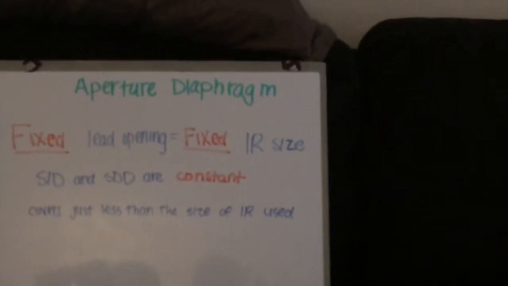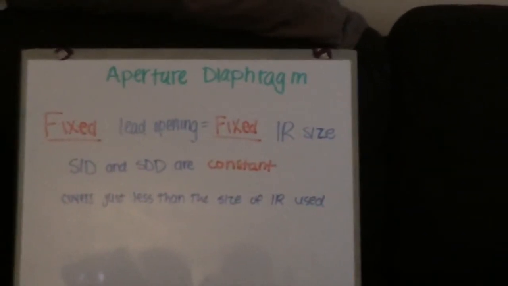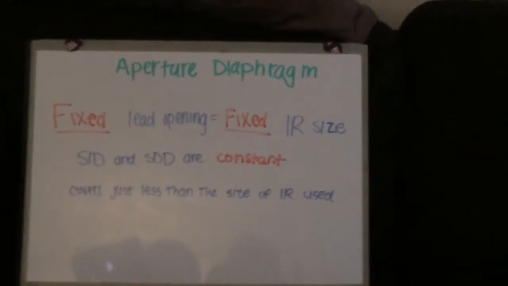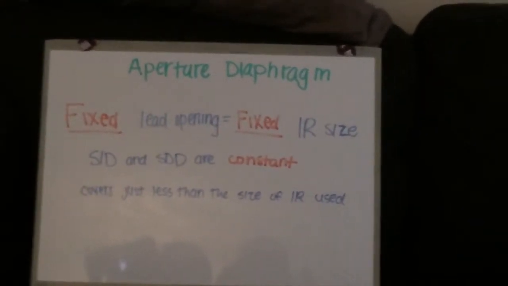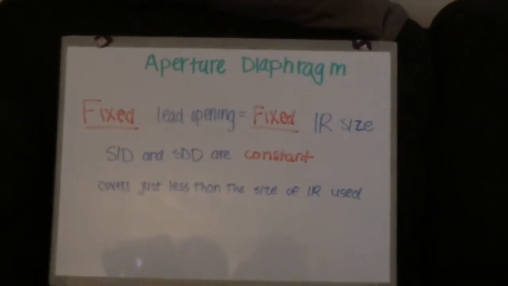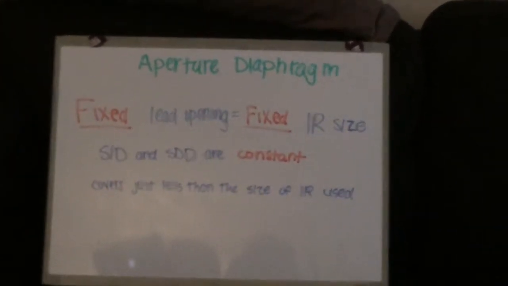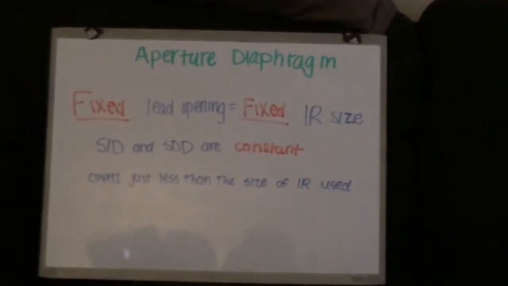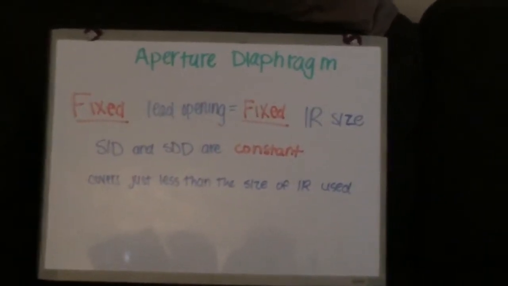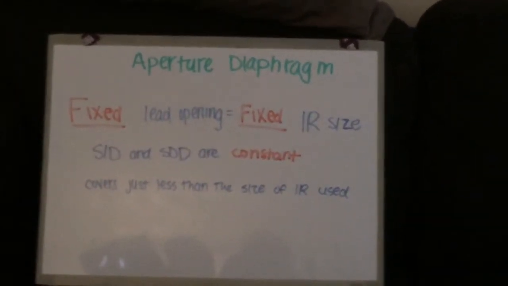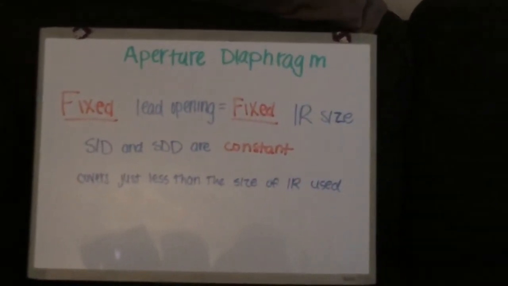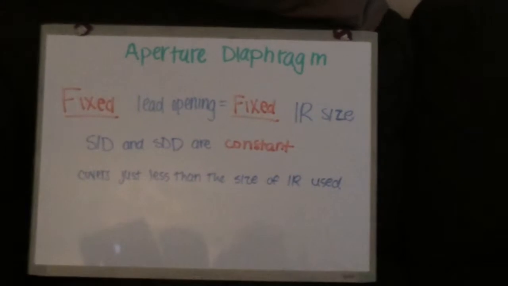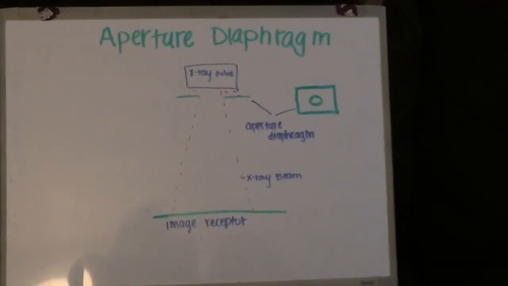Aperture diaphragm is the simplest of the beam restricting devices. It is the most simple because it has a fixed lead opening, which leads to a fixed image receptor size. Since the lead aperture is fixed, this means the source to image receptor distance as well as the source to diaphragm distance will both remain constant. The lead aperture diaphragm is attached to the X-ray tube head and is designed to cover just less than the size of the image receptor used.